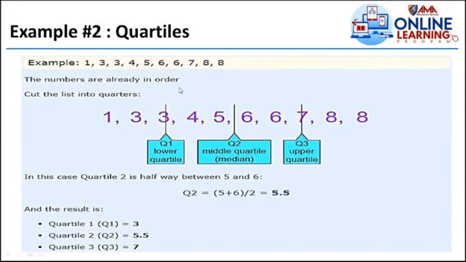So, the numbers are already in order. Ito na po siya. So, 1, 2, 3, 4, 5, 6, 7, 8, 9, 10. So, pag titingnan po natin, our set of elements, there are 10 elements. So, gagawin po natin, we're going to look at the two middle numbers and divide it by 2. So, that will serve as their median. So, we have 5 plus 6 divided by 2. Your median is 5.5. Okay?